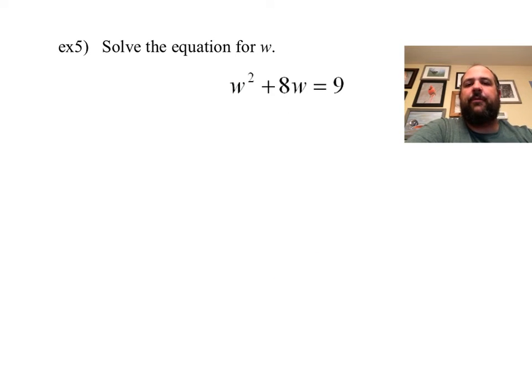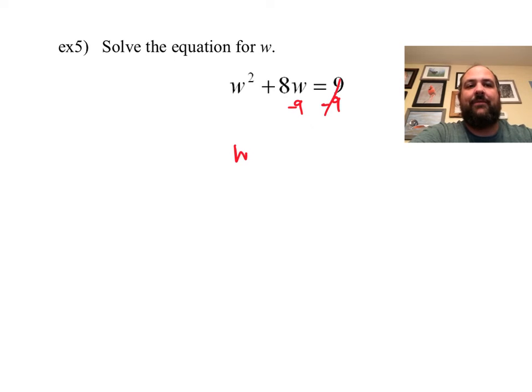Alright, so in example 5 here, we have w squared plus 8w equals 9. And you may notice something different right off the bat about this problem versus the others. Remember our 5-step process for solving here? The first step says we need to get everything on the same side. When I look at this, notice w squared and 8w are together, the 9 is not. So the very first thing we're going to do is subtract the 9 over.